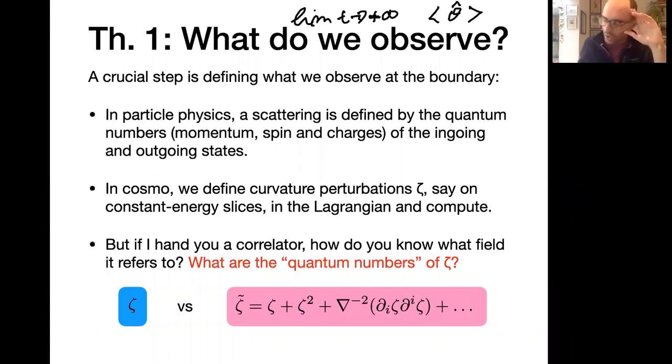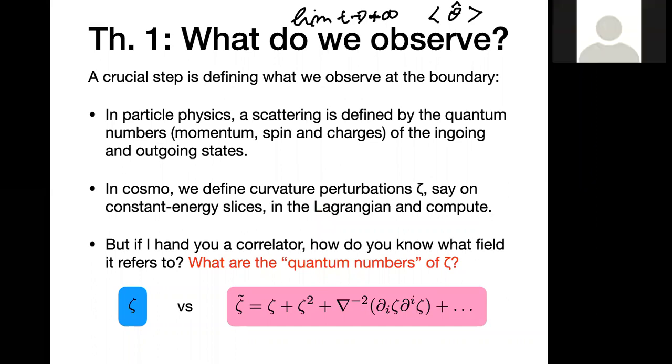So in cosmology, it would be nice to be able to define what we want to compute, but the usual way to define that is that you write down a Lagrangian and you find the variable that you want to compute, and typically it's curvature perturbations known as zeta, and then you compute those. But here we didn't want to write down a model, we didn't want to write down a Lagrangian, so how can we even do it?